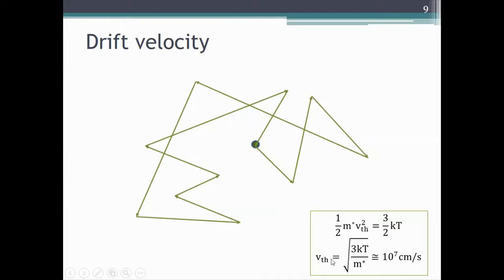So we can use this equation to find Vth, the thermal velocity, although it is a speed actually. For some reason physicists have called this a velocity.